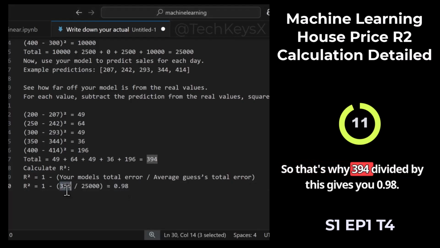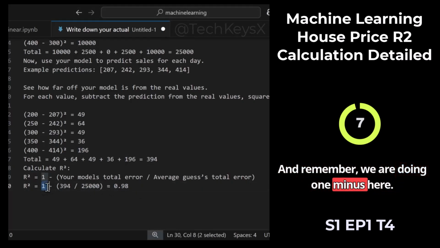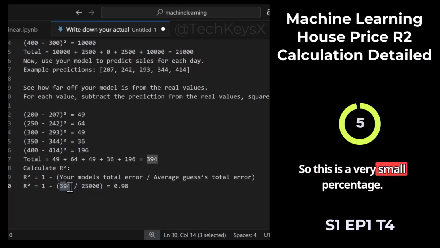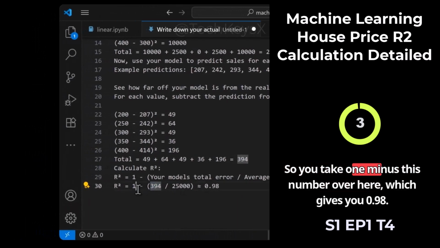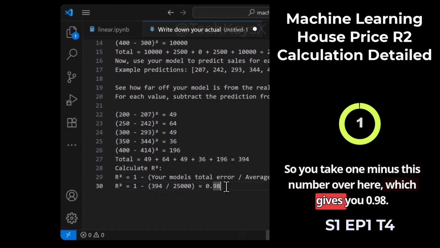So that's why 394 divided by this gives you 0.98. And remember, we're doing 1 minus here. So this is a very small percentage, and you take 1 minus this number over here, which gives you 0.98.